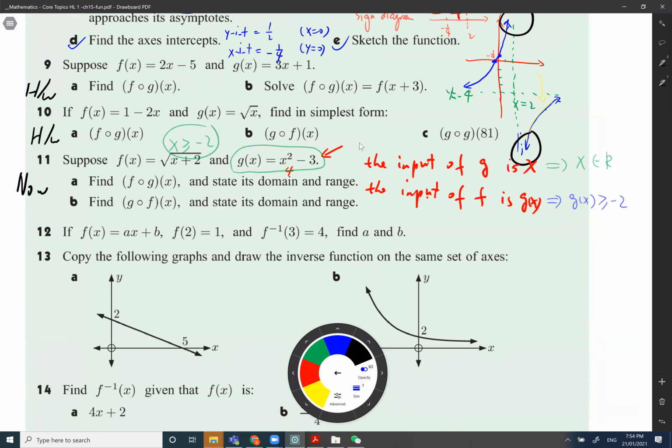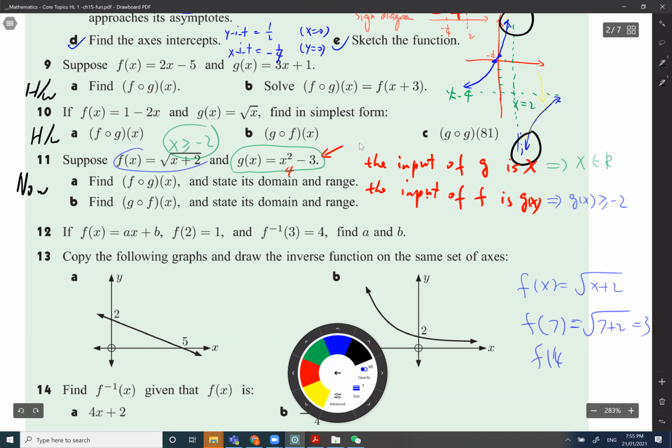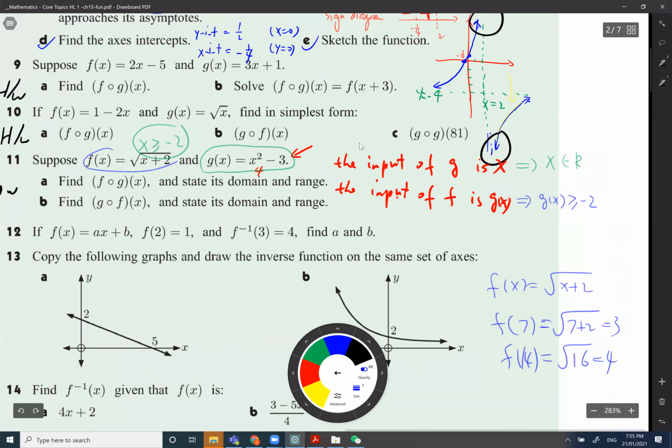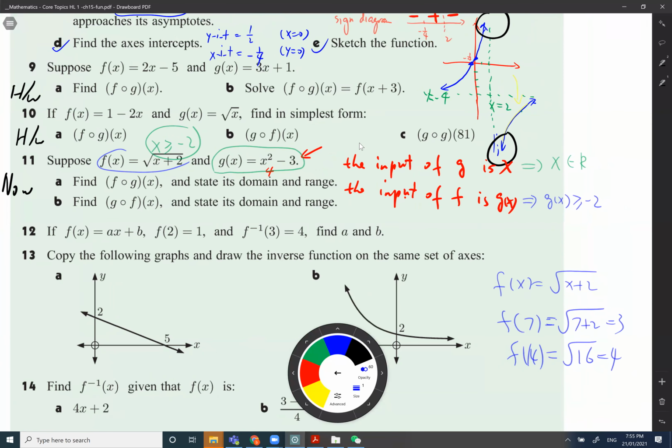Is f(x) the same meaning as g(x), but just different letters? Oh yeah, they are all functions. They just give you a rule. You need to do substitution. Like for this question, f(x) equals square root of x plus 2, which means f(7) just equals 3. f(14) just equals 4. So just like the rule. But after you get this, we get g(x).